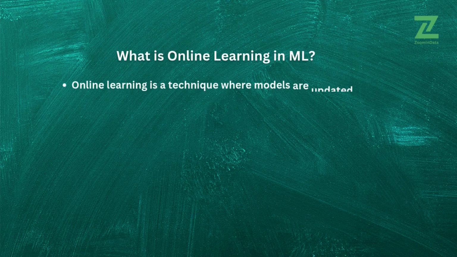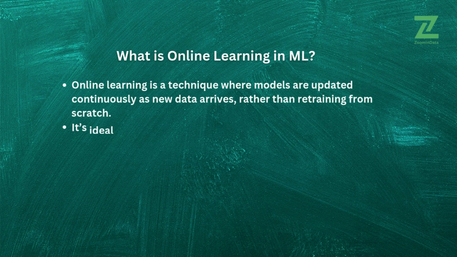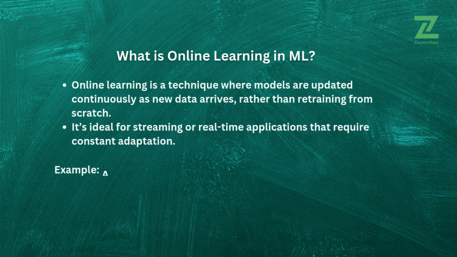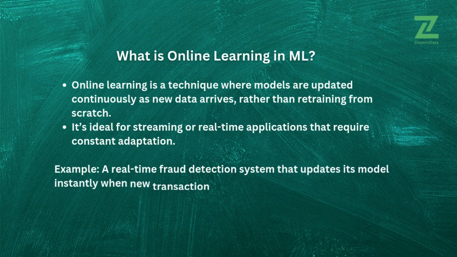Online learning is a technique where models are updated continuously as new data arrives, rather than retraining from scratch. It's ideal for streaming or real-time applications that require constant adaptation. Example: a real-time fraud detection system that updates its model instantly when new transaction data is received.